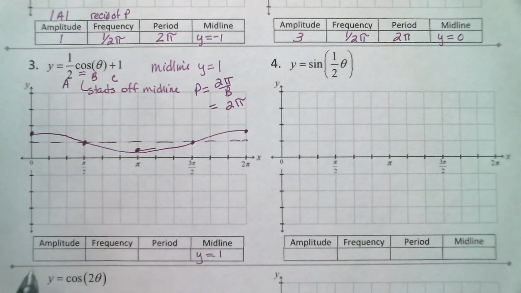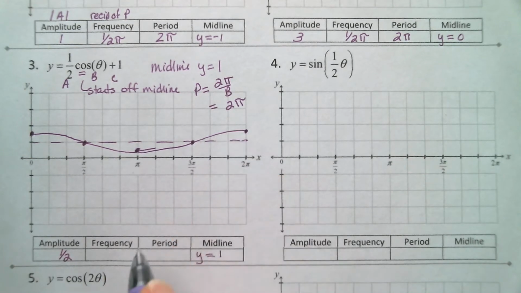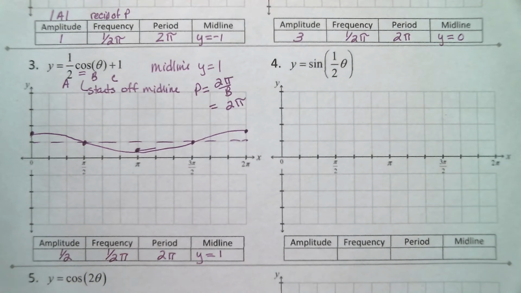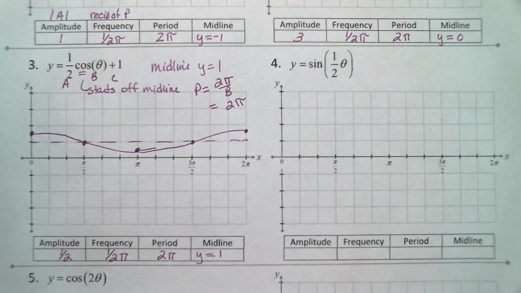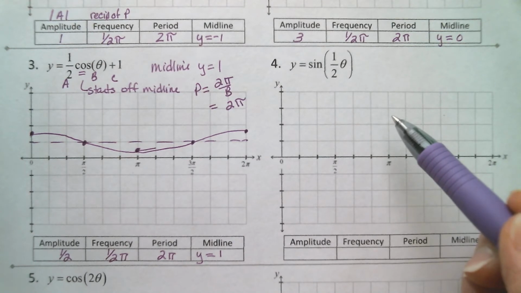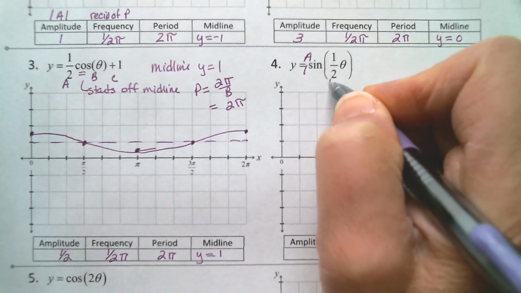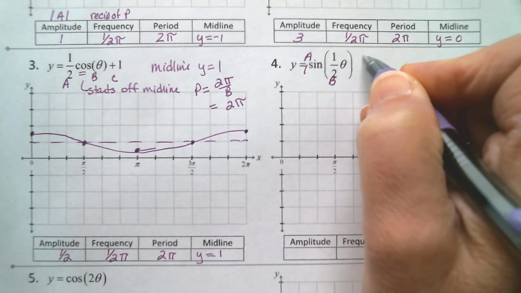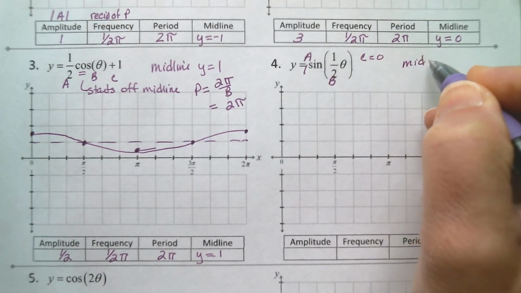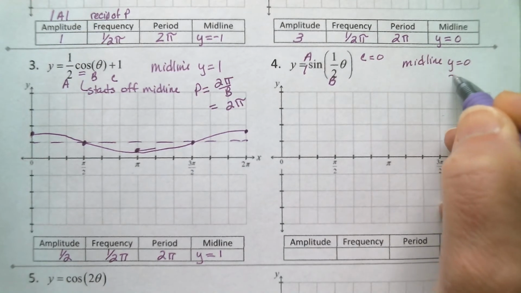The amplitude is the absolute value of A, which is 1/2. Our period was 2 pi, and our frequency is the reciprocal. Number 4, y equals sine 1/2 theta. A is 1, B is 1/2, and C is 0. So our midline is y equals 0, which is the same as the x-axis.